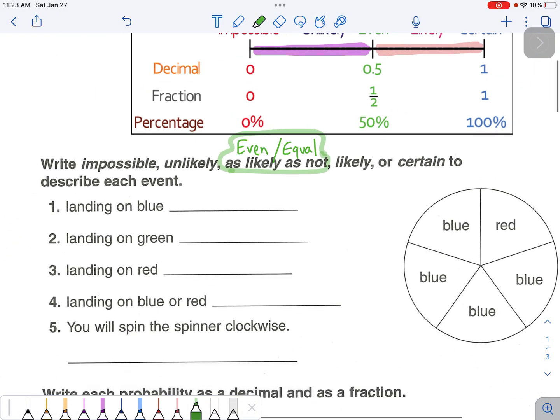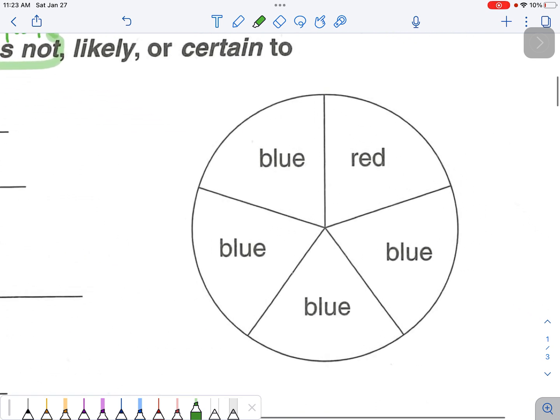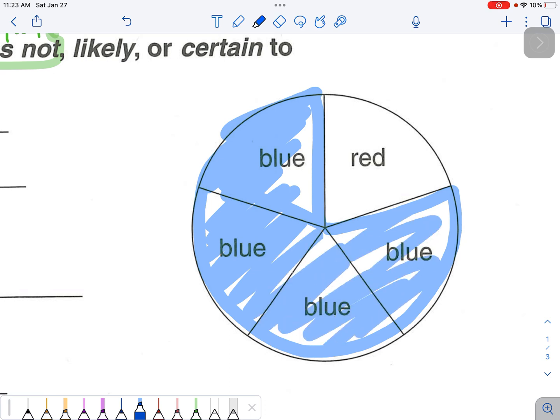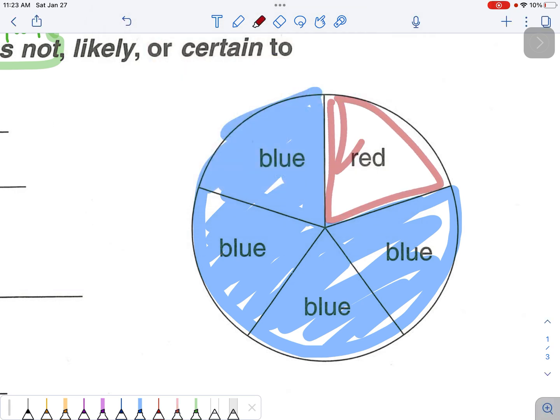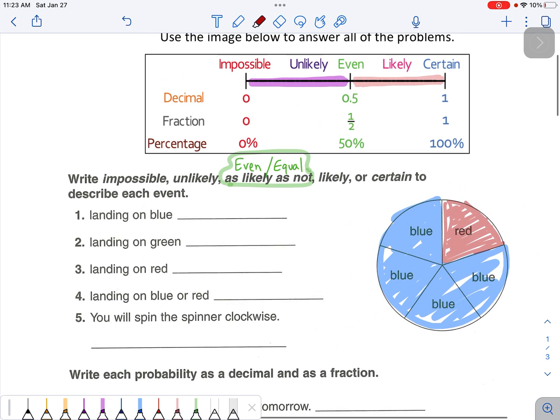Okay, so let's look over here at the spinner. There's blue, blue, blue, blue, blue. Wow, that's a lot of blue. I'm going to highlight blue so I can be sure how many there are. It looks like there are 4 blue and there is 1 red. Right, so let's do that one red. Here we go. Red. Not the world's best red color, but you get the idea. So I have to use those words to describe each of these things.